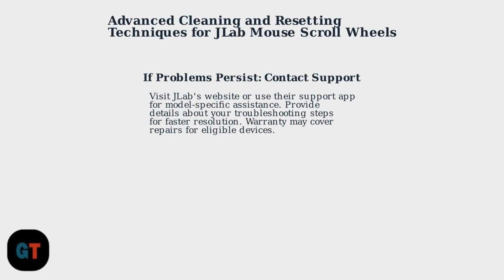If after following all these advanced techniques, the scroll wheel still doesn't work properly, contact JLab support. Visit their official website or use their companion app support section. Provide detailed information about your mouse model, the steps you've already tried, and any error messages. Their technical support team can offer model-specific advice or arrange for repair or replacement under warranty. Many users find that professional assistance resolves complex issues that DIY methods cannot address.